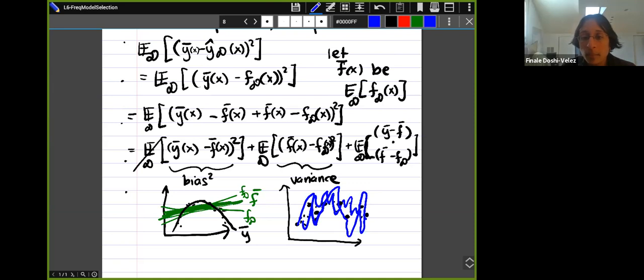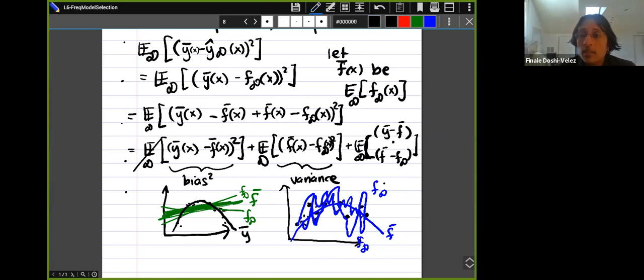So in this case, maybe F bar might have looked like this, but the fits on the individual data sets are all over the place. So on any particular data set, I'm likely to do a bad job because my fit for that data set is totally wacky, even though the mean value might have been quite good. So the bias might have been small, but the variance now is large.